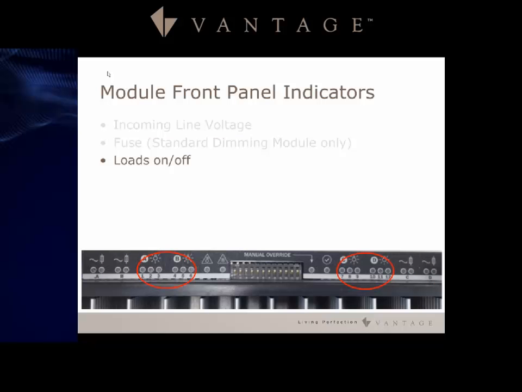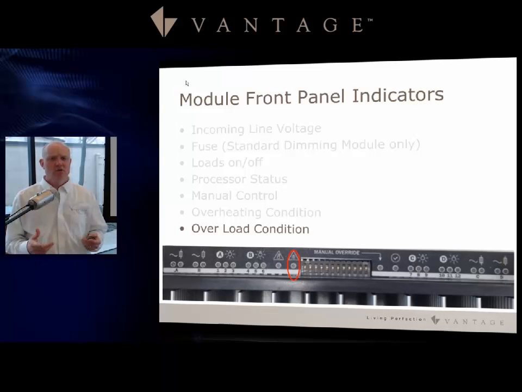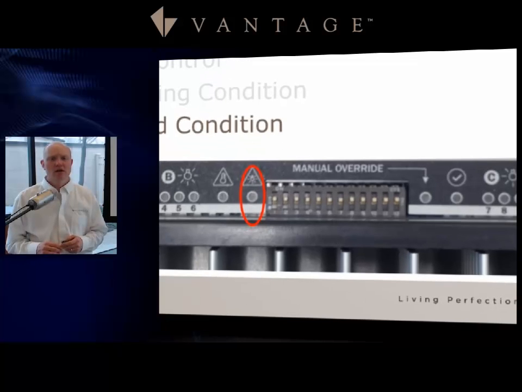Then you have an indicator for all of the loads. For example, in this picture, you've got the 12 loads on the standard dimmer module. And then you have the processor status, that Vantage heartbeat that just blinks steady if everything is good. And then you also have a manual control, which, if the system is thrown into override, this would be lit up. You have an overheat condition. You also have an overload condition light that would give you an indication if there was a problem going on with this piece. Also notice in the middle section there the dip switches for each individual load that's on the module.